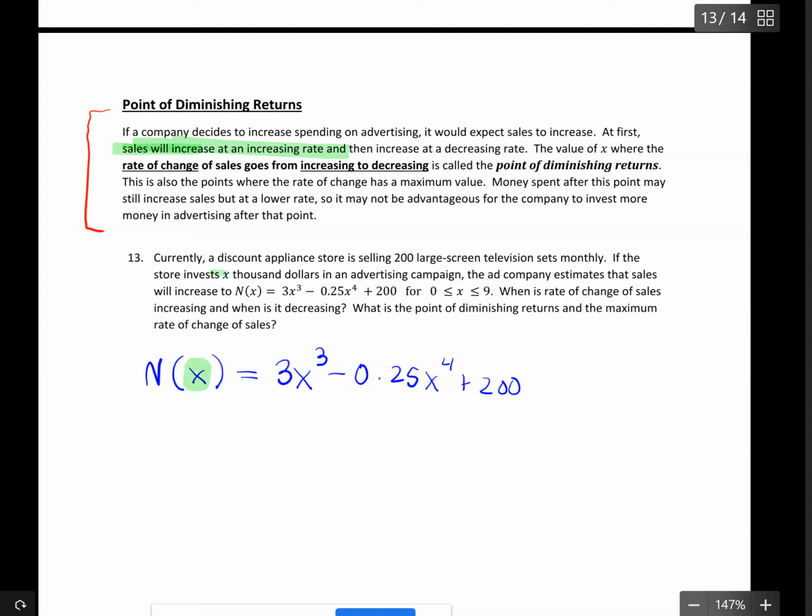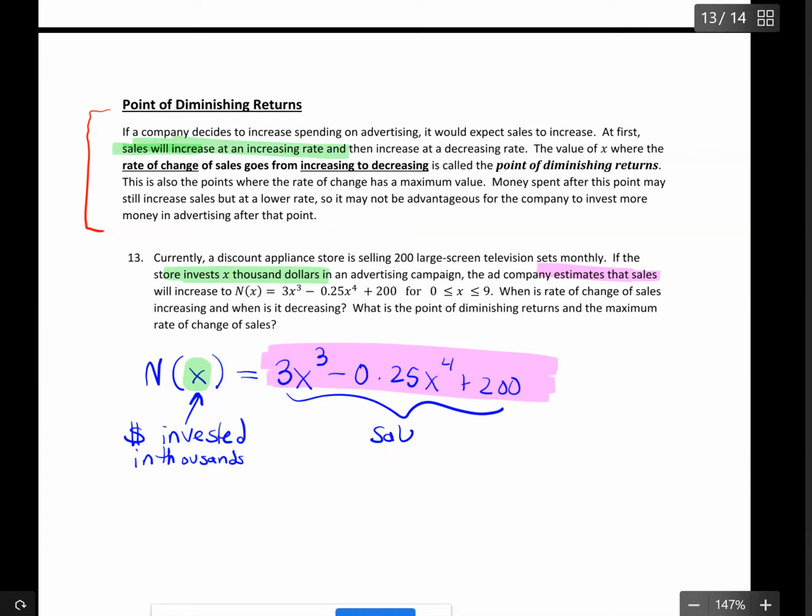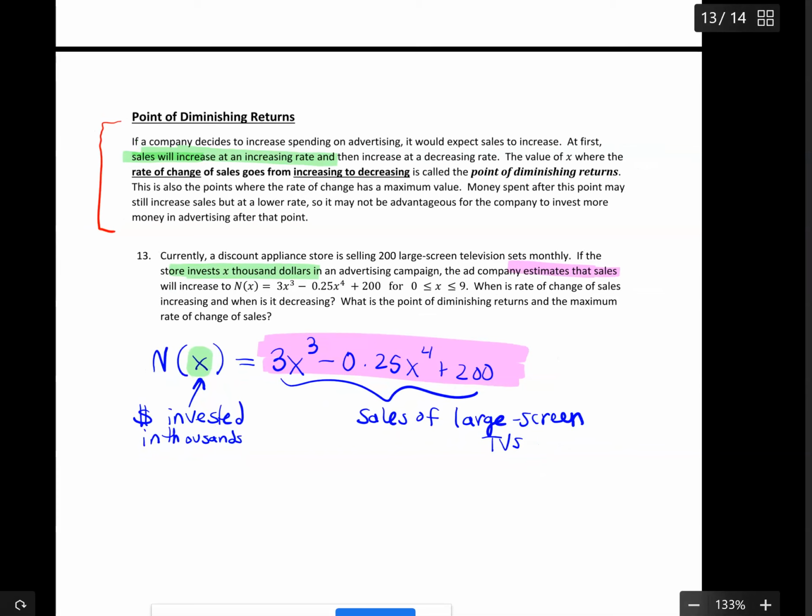Point of diminishing returns. The point of diminishing returns is this. Here's your definition. The point of diminishing returns happens when the second derivative changes from concave down to concave up. I said that backwards. From concave up to concave down.